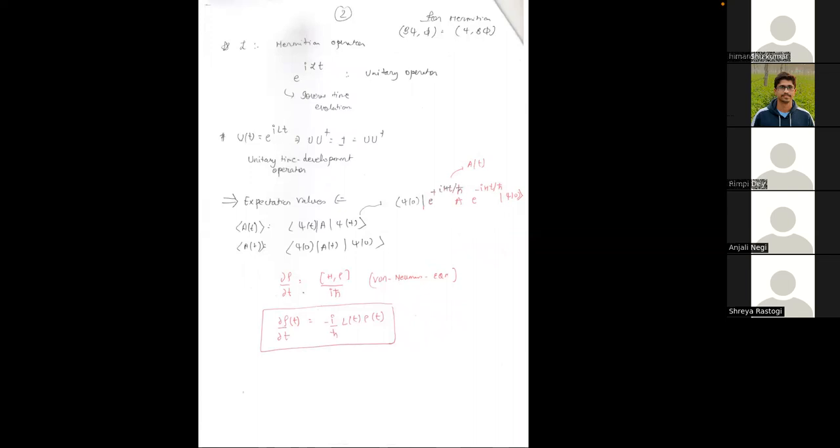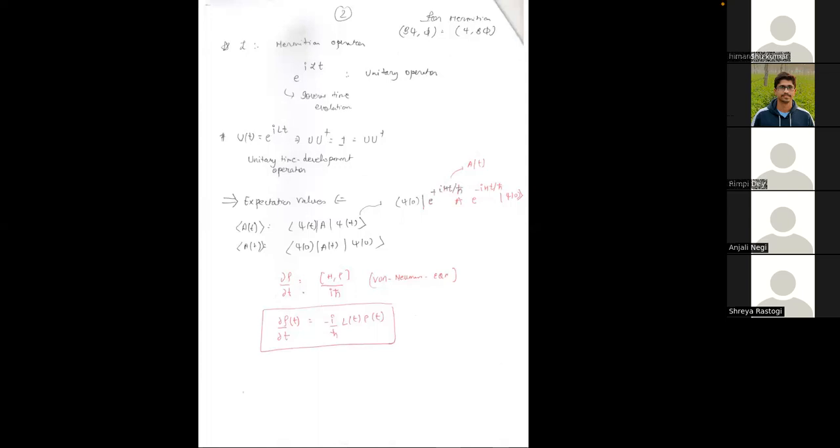Now, this Liouville operator is a Hermitian operator, and you can prove this. This is some basic mathematics. The exponential of a Hermitian operator is a unitary operator. So the exponential of iota L t is a unitary time development operator.